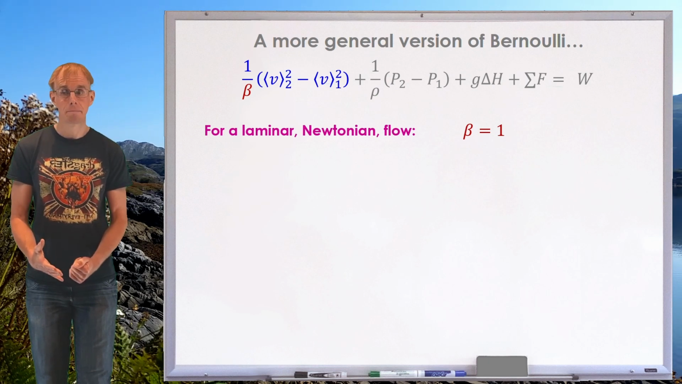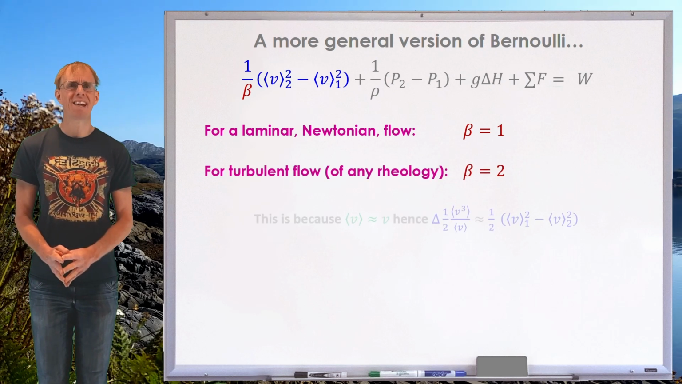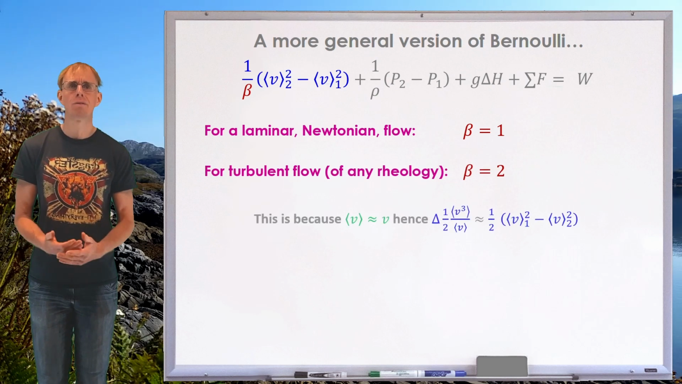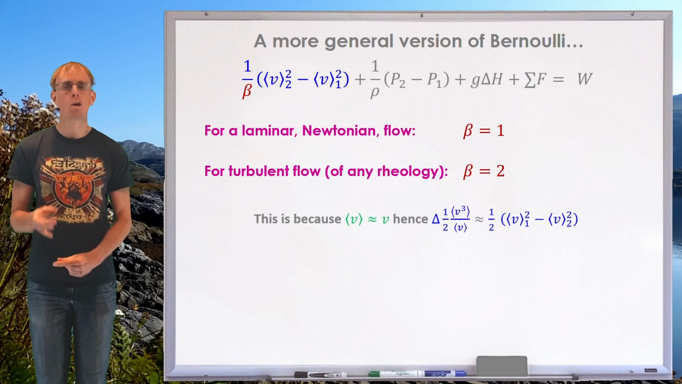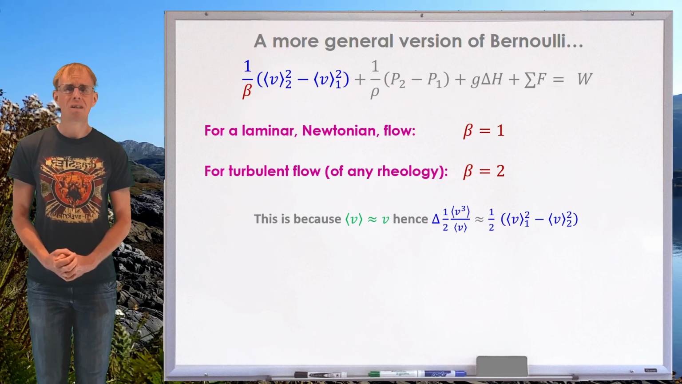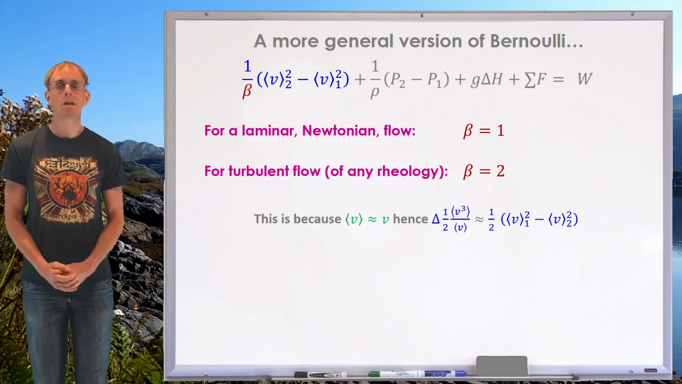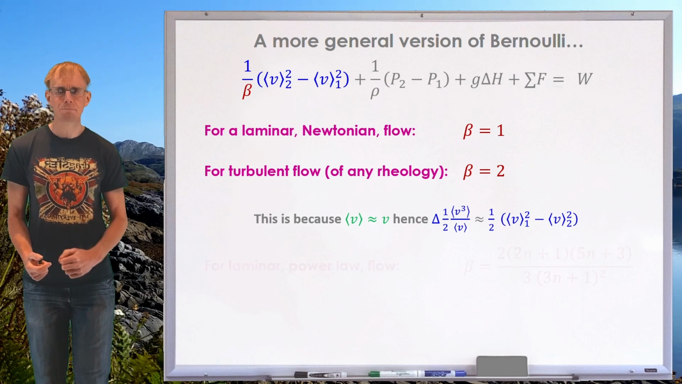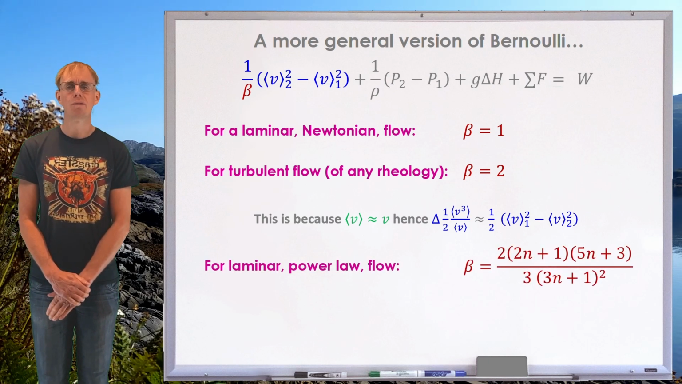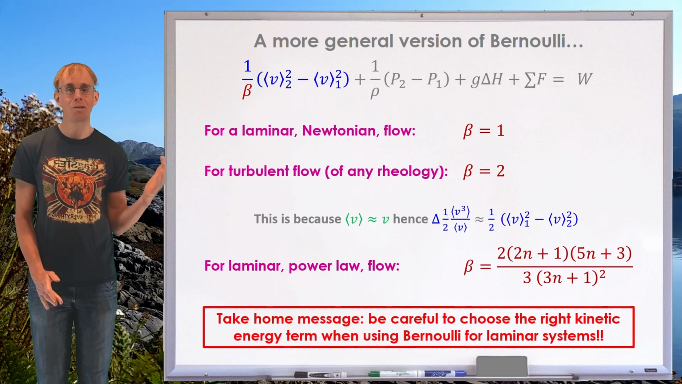We've just proved that. For the turbulent flow of any rheology of fluid, what we're saying is, well, turbulent flow gives us a kind of plug flow-like profile. So the change of a half of v cubed in pointy brackets over v in pointy brackets, well, if v in pointy brackets is basically equal to v because it's plug flow, that just gives us a half v squared, which is where that half factor comes from. So for turbulent flow of any rheology, beta is equal to 2. And for laminar power law flow, beta is a function of our power law index n, as written on the board there.